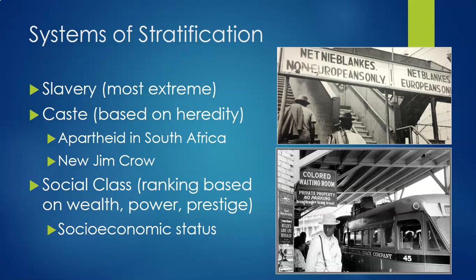In order to better understand social stratification, it is useful to examine various historical periods and to make global comparisons across cultures. So today we're going to look at three major systems of stratification: slavery, caste, and social class.